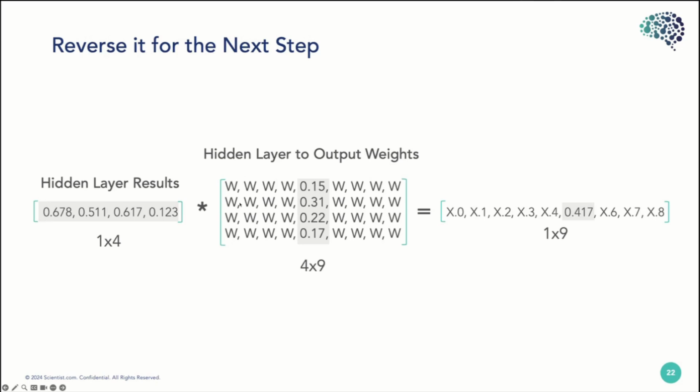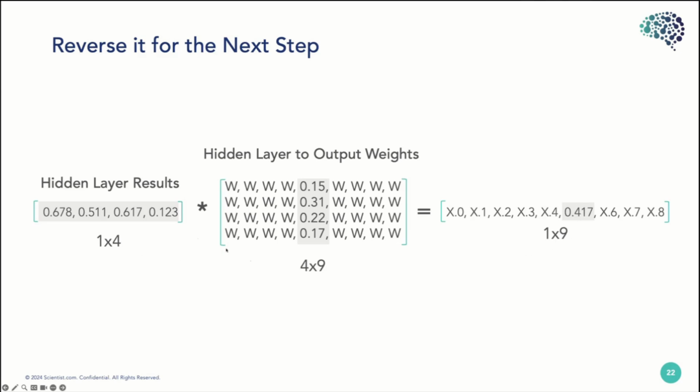These are the weights that connect it to the next layer. I'm going to multiply my vector by this set of weights to get my input to my output layer, which is very difficult to say over and over again. I've got some sample weights here. When I do that multiplication, I end up with an input to my output layer of 0.417.